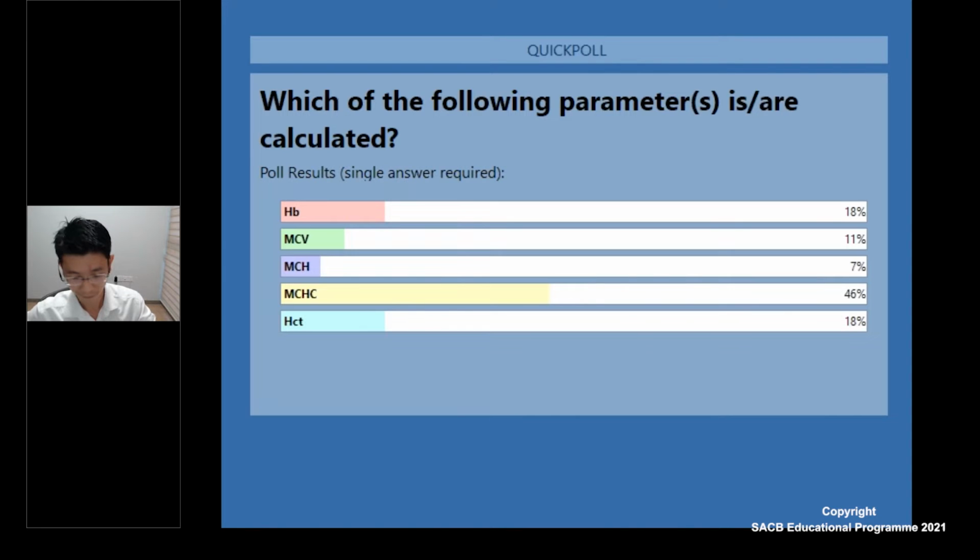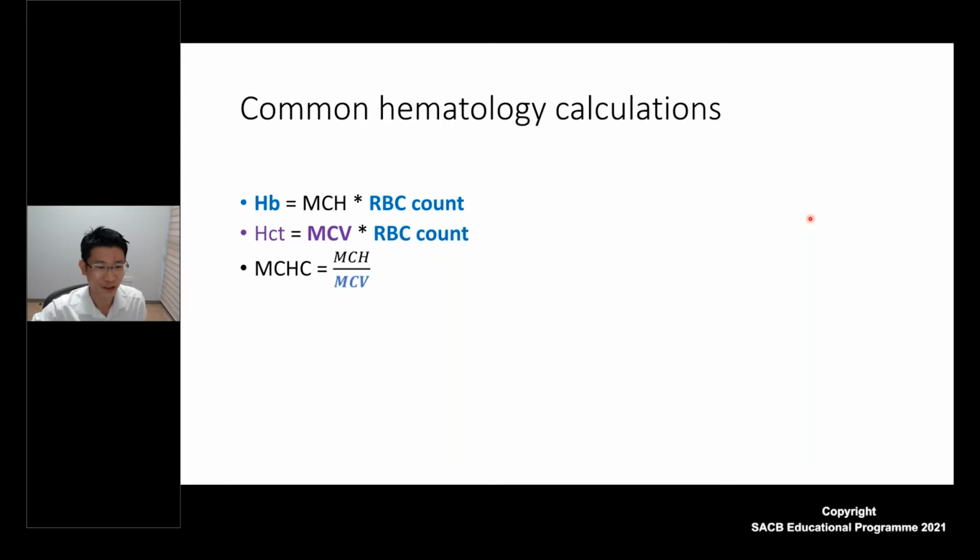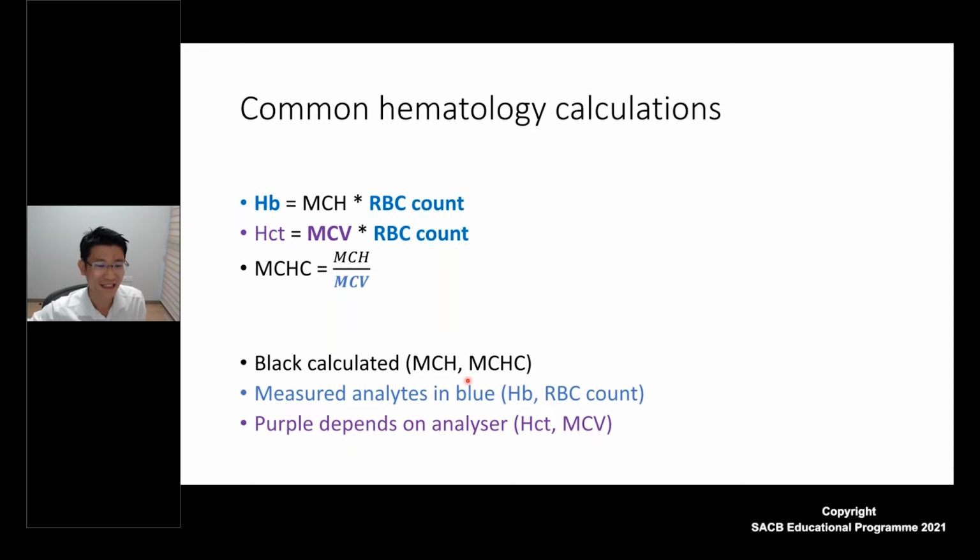So about 46% answered MCHC, followed by 18% for hematocrit and hemoglobin. I see. So I guess most of you are correct. In fact, a lot of values are actually calculated. We have a few key core equations in the red cell indices, which will be explained in the next few slides. As you have guessed correctly, MCH, mean corpuscular hemoglobin, and mean corpuscular hemoglobin concentration are calculated.